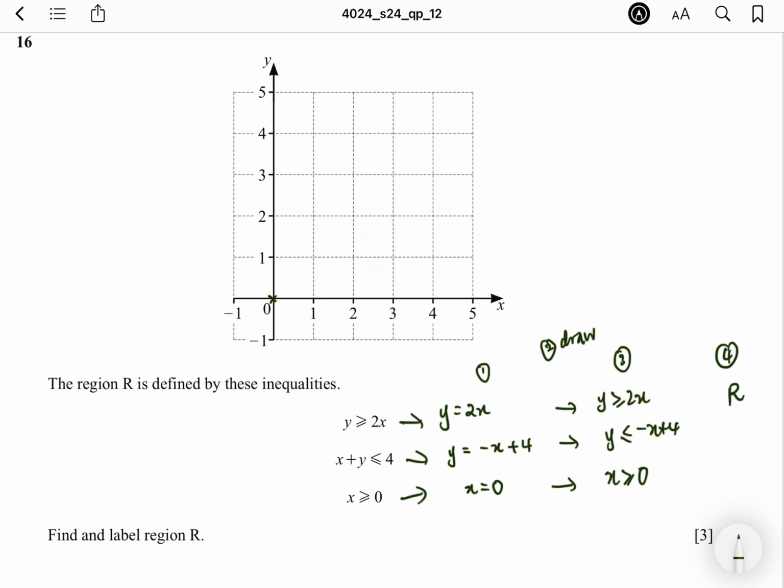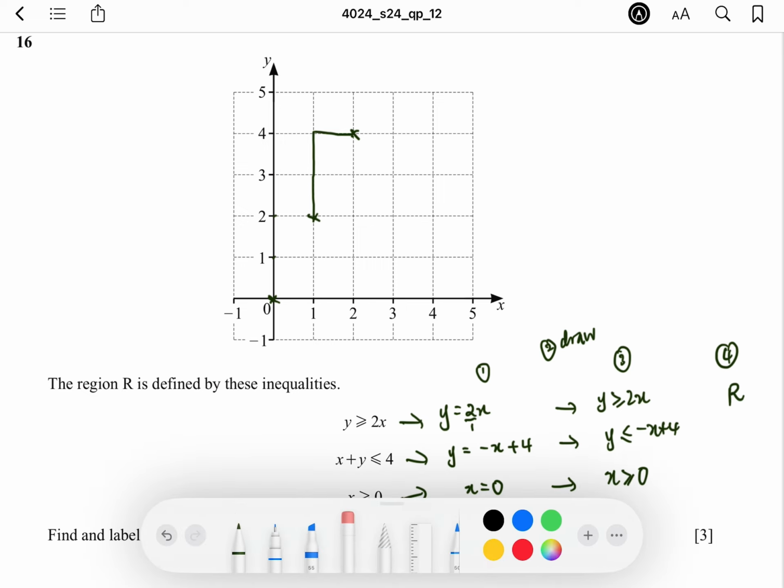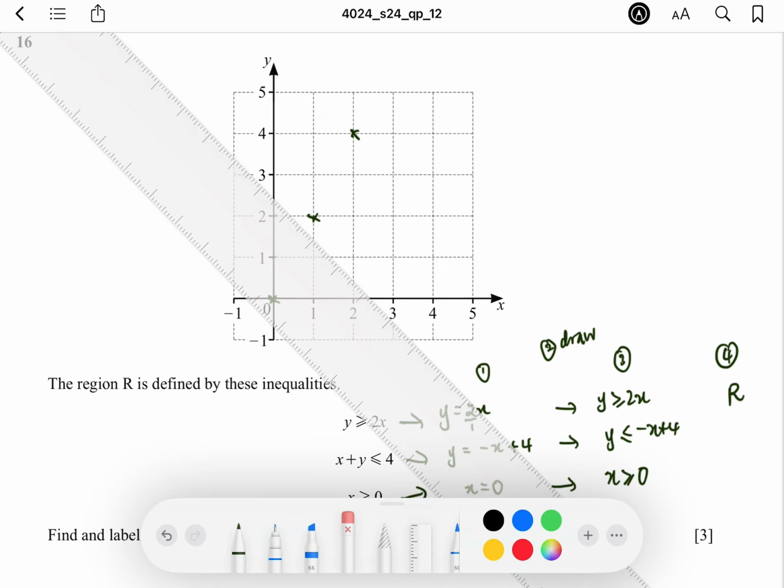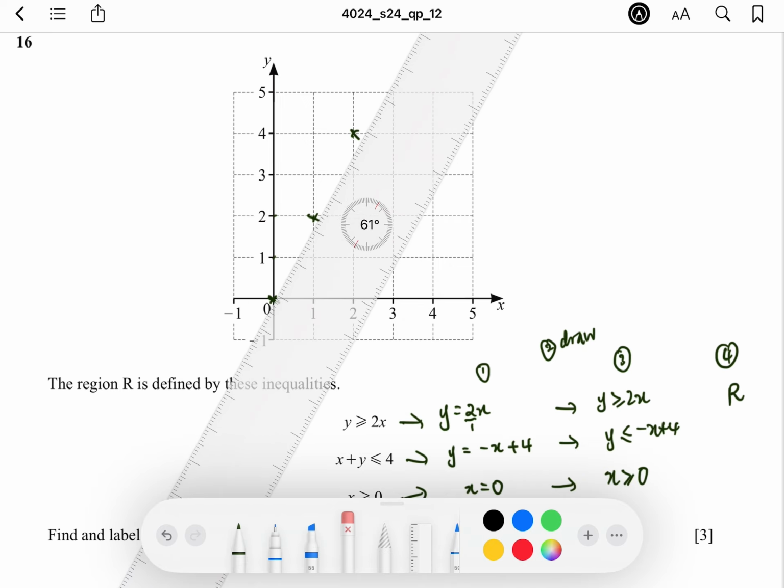Now gradient, remember, rise over run. So that means 2 over 1. From 0 rise 2, run 1, to the right because it's positive. Okay, enough, we need 3 points. We can do more. From that point, rise 2, run 1. So that's the points. So you get 3 points, solid for you to draw the line. And then, okay, ruler. Draw.